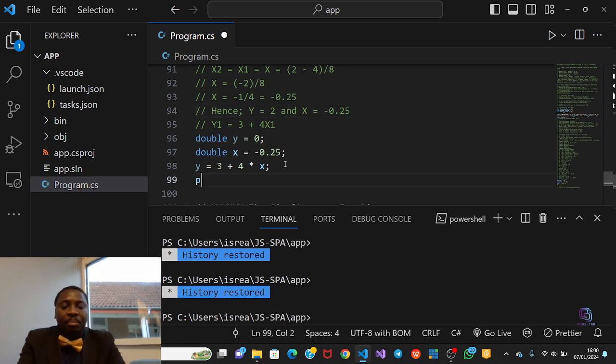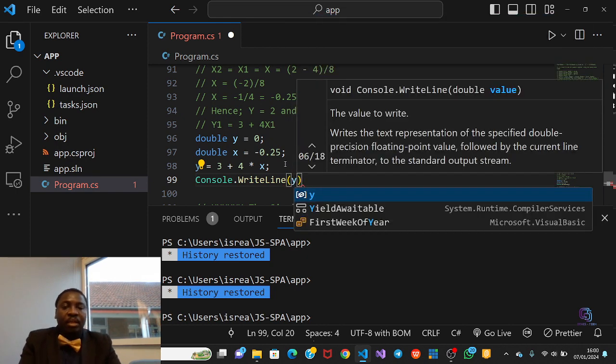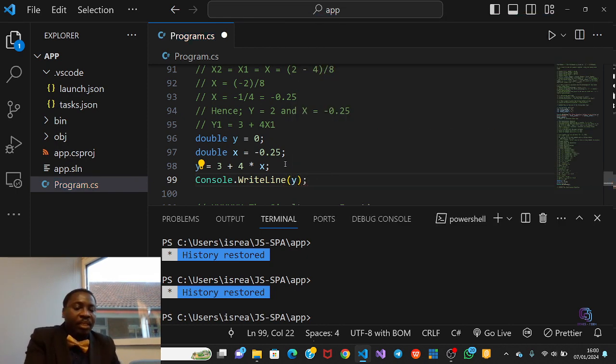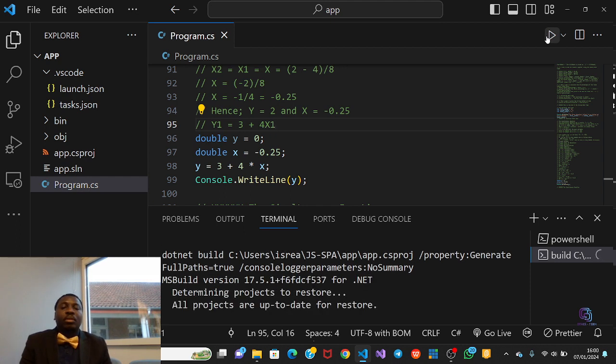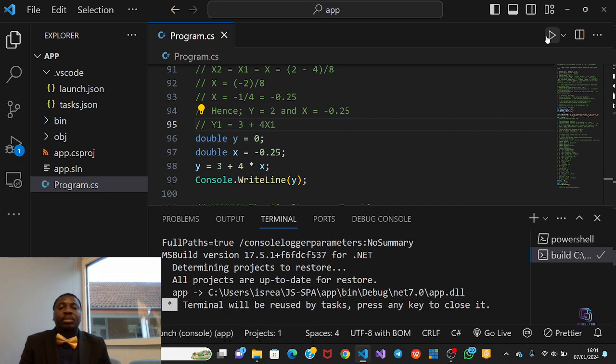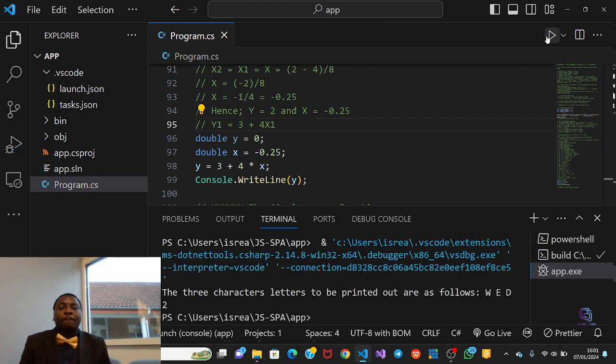Then we are going to print y. So how do you print y? Use Console.WriteLine the value of y. I'll just print y first and let's see if our equation and calculations were right or not. So the project is being run. Let's see what's going to be the value of y. Oh, we got 2.